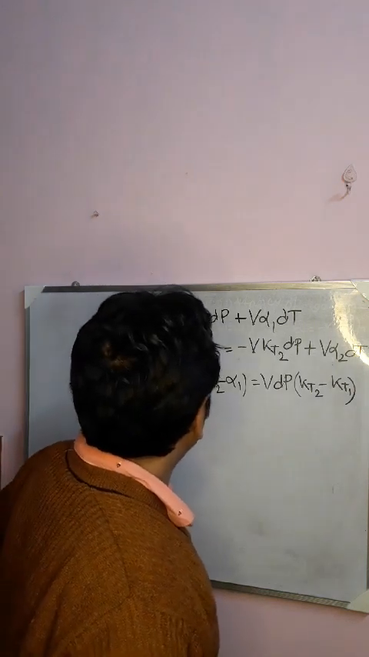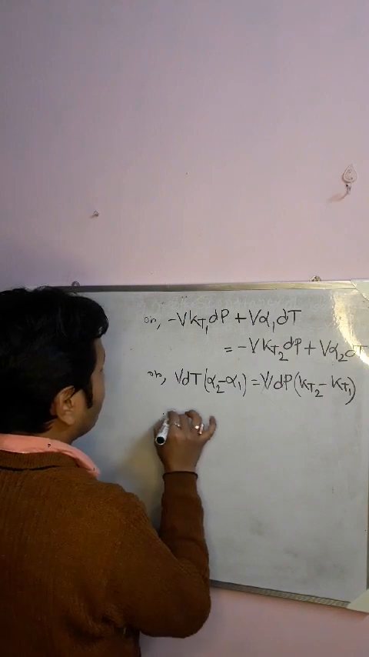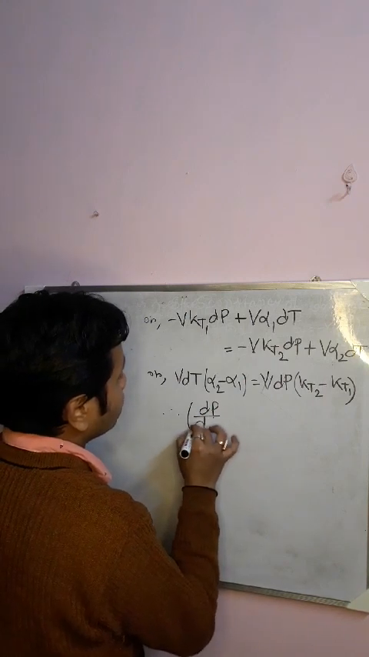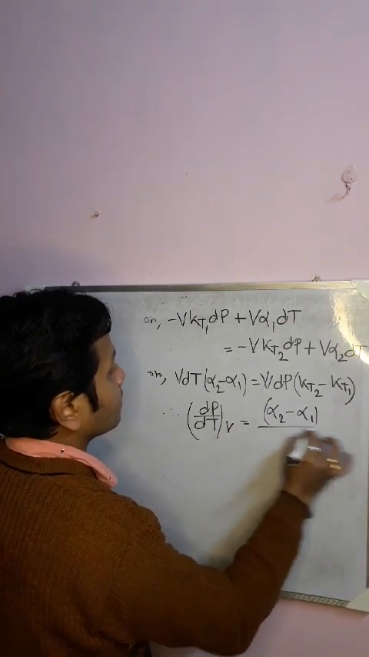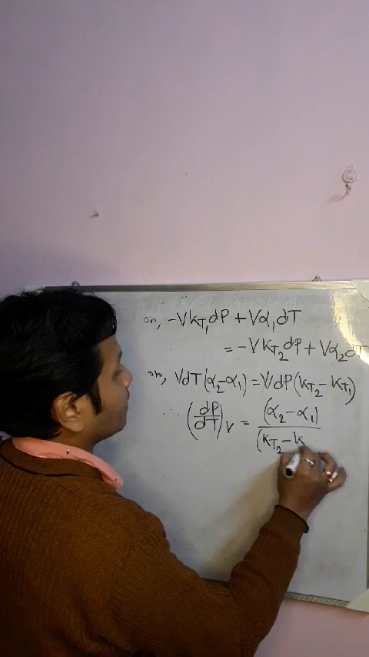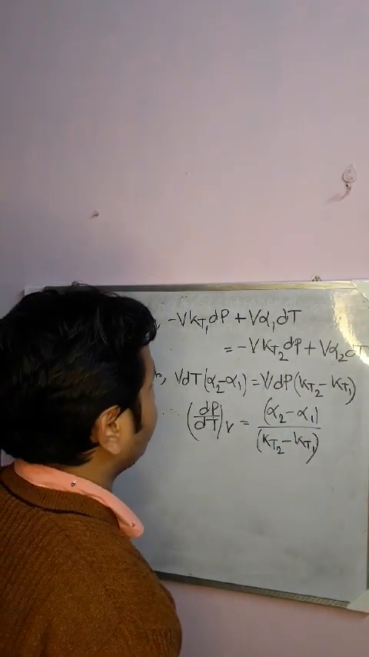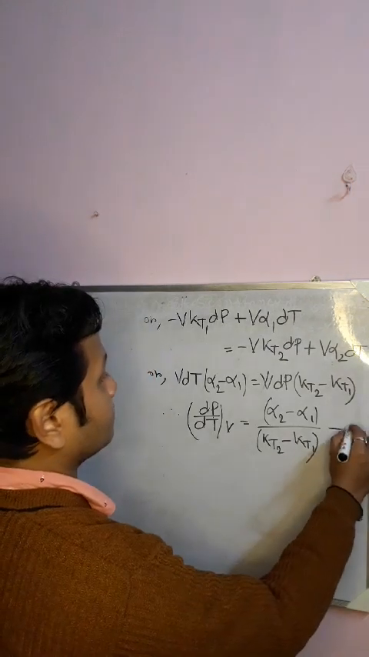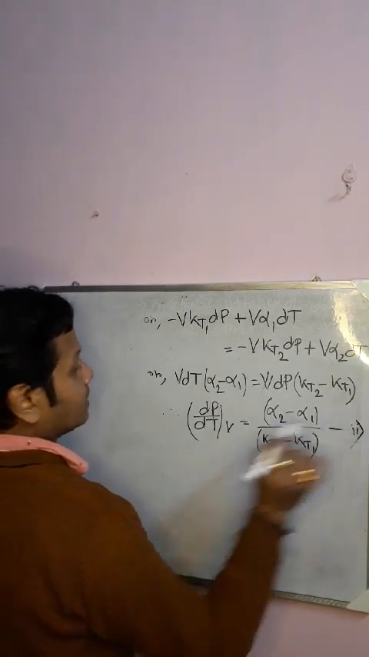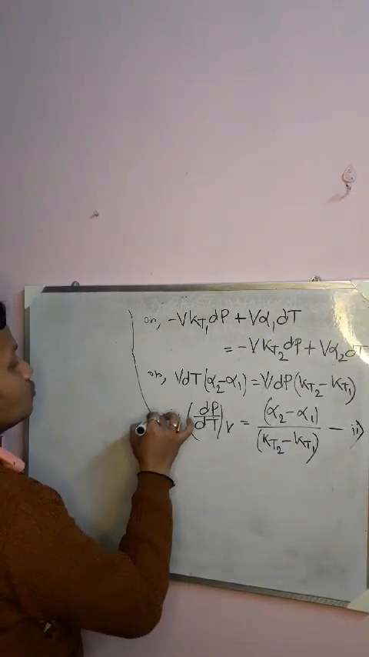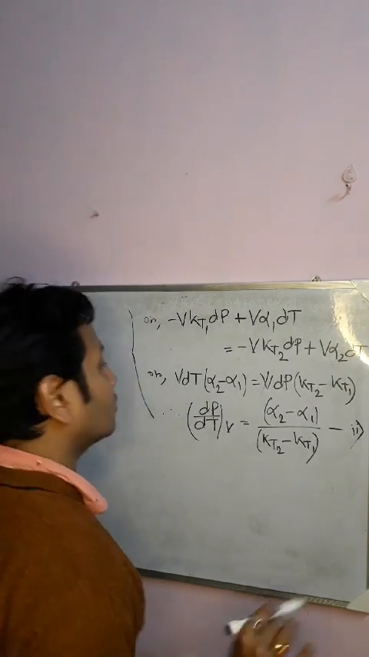V dT into alpha 2 minus alpha 1. Fine, so V cancels. So what would be my dP/dT at constant volume? My dP/dT at constant volume will be alpha 2 minus alpha 1 divided by Kt2 minus Kt1. So this gives the name, equation 2. So these are the two Ehrenfest equations of second order phase transition.